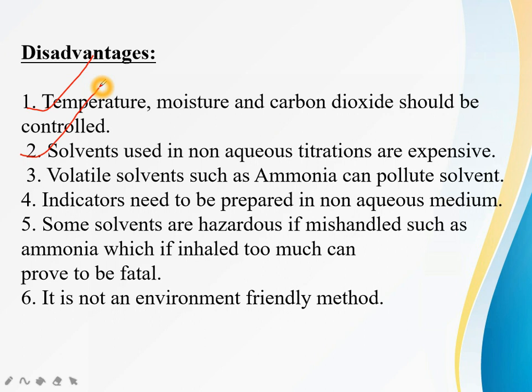And the fifth one is that some solvents are hazardous if mishandled, such as ammonia, which if inhaled too much can prove to be fatal. The example ammonia may pollute as well as be hazardous if inhaled, that is, taken in through your respiratory system. And the sixth one, it is not an environment friendly method. As discussed previously, they may pollute, hence they are not environment friendly. So these are the disadvantages of non-aqueous titrations.